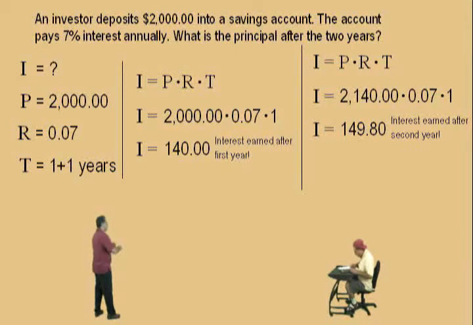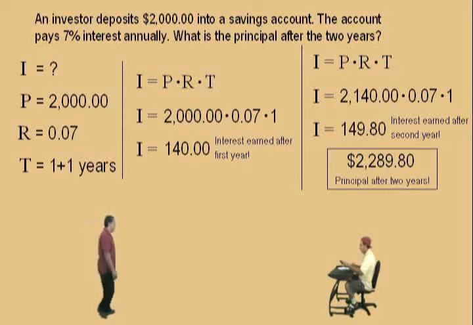So Charlie, what is the total balance after the 2 years? Remember, it's got to be $2,140 plus the $149.80. And so what do you get? $2,289.80. Very nice there, Charlie. So for the 2 years, there's the principal. Now, how much did the investor actually earn over the 2 years, Charlie? $289.80. That's right. Okay, not bad.